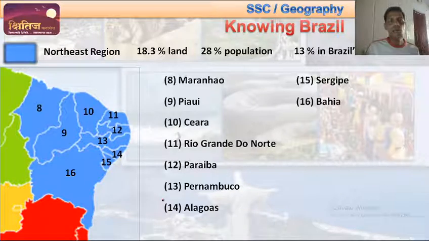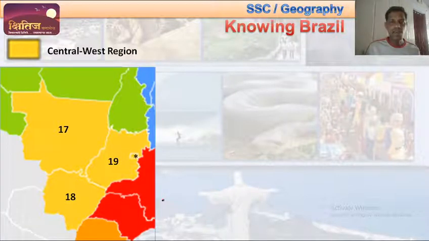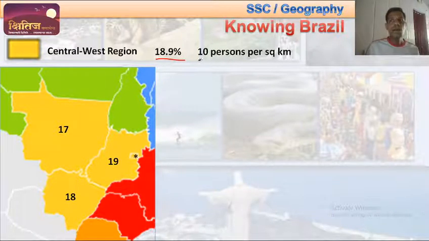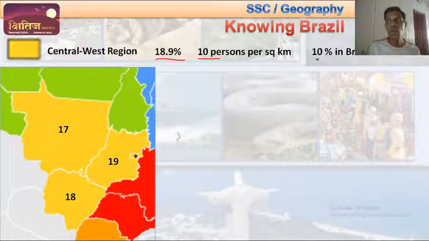Let us quickly move on to the central west region. As you can see, the central west region covers a significantly big area. It covers 18.9% of Brazil's total land area. Here also the population density is very less, 10 persons per square kilometer, and it contributes 10% to Brazil's GDP. Industrially this area is not very well developed. The main occupation here is cattle rearing. So let us look at the 3 states which are there.